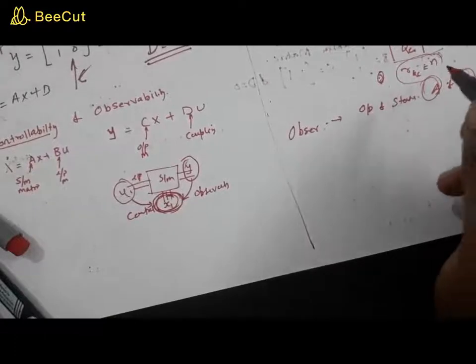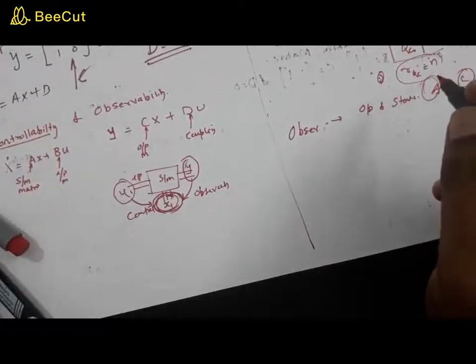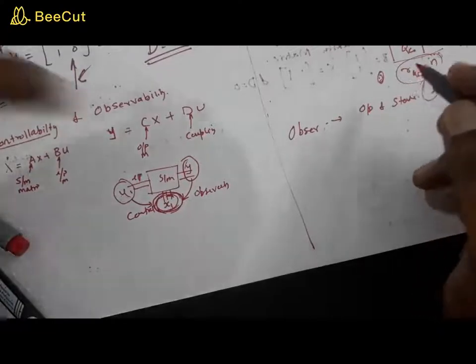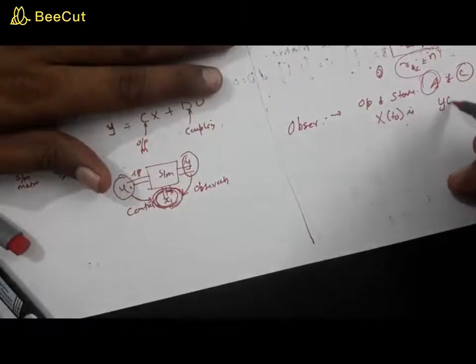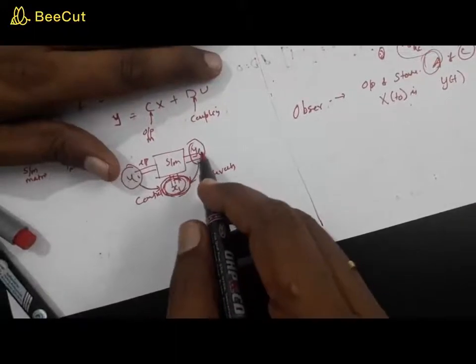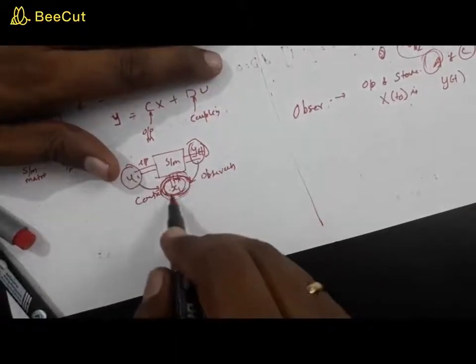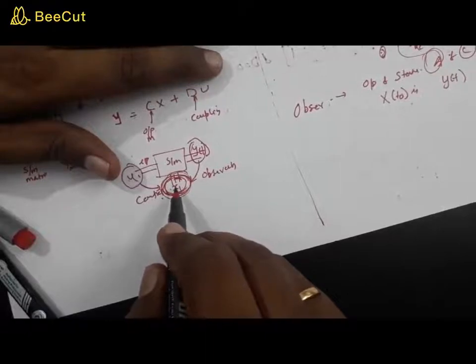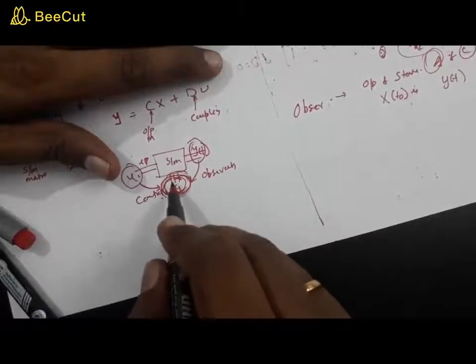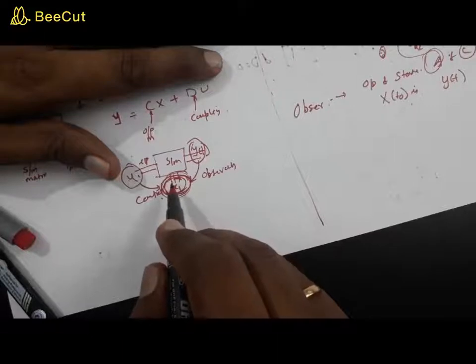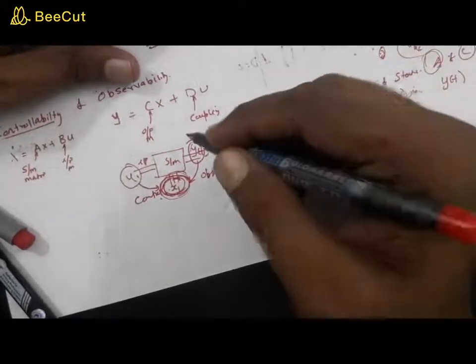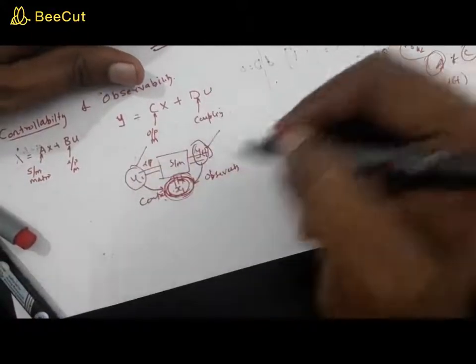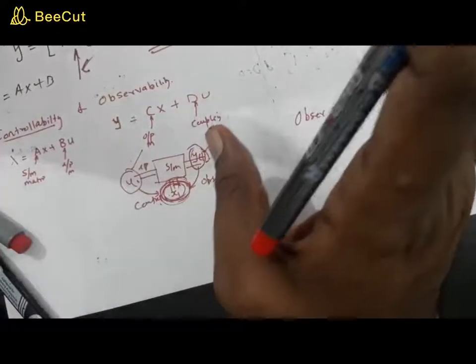So a linear system is said to be observable if the state vector x of t0 is found out by the knowledge of the output y of t. That's what we have seen. So by knowing y of t, you will be able to assess the state variables from a knowledge of the input and the output. To be precise, by the knowledge of the input as well as the output, you will be able to assess the states.